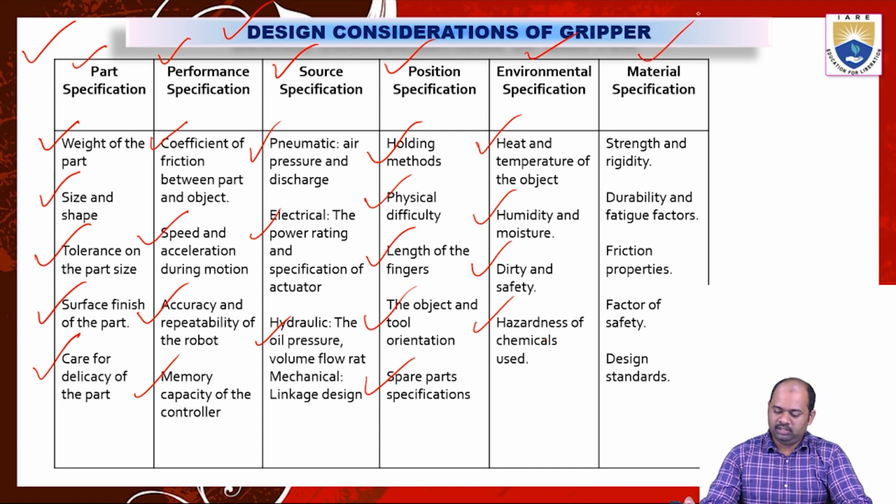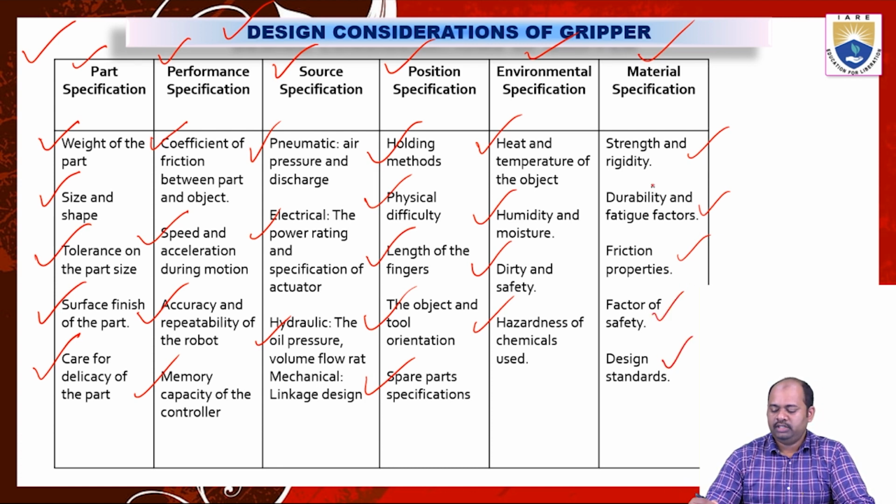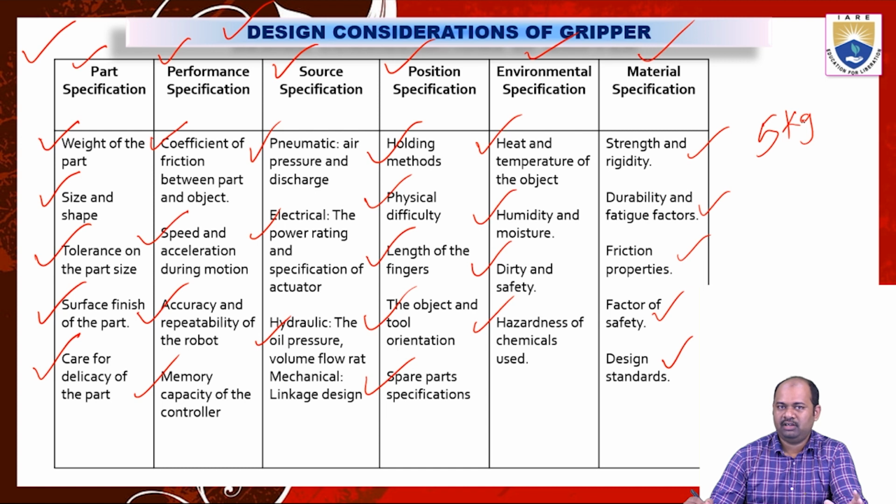And then material specifications. So what are the material specifications? Strength and rigidity of the body, durability and fatigue factor, friction properties, factor of safety, design standards. So all these things should be kept in mind. Strength and rigidity: suppose I designed a gripper which can hold the object at a force of 5 kilograms. If the body does not have the capability of holding a strength of 5 kilograms, the object will break easily, because of holding with the gripper, the object is being broken. So this should not happen.